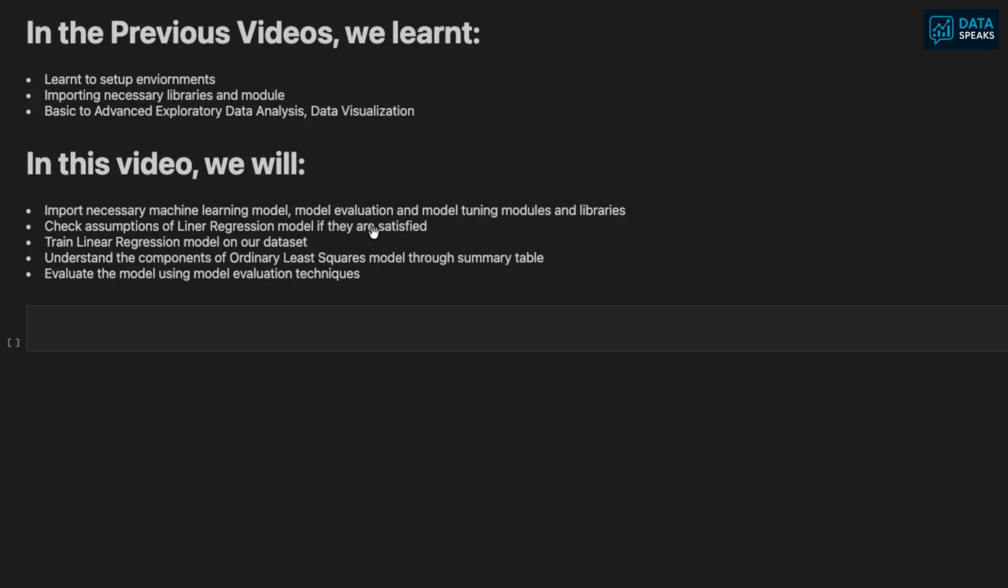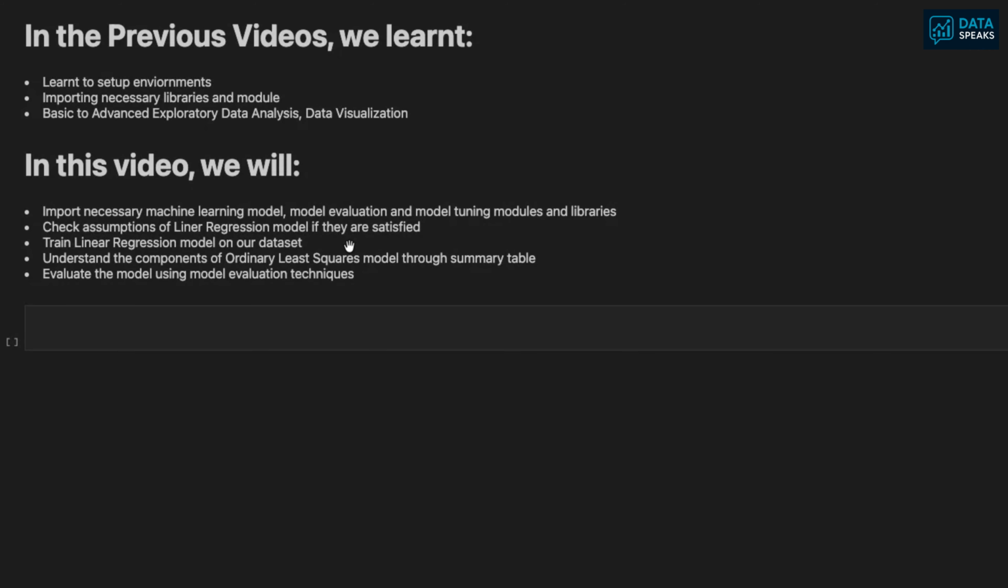In this video, we will advance to the next step, which is actually training the machine learning model and evaluating its performance. That includes importing all necessary libraries for training, model evaluation, and model parameter tuning to make it better and more accurate. We will check all the assumptions of the linear regression model, whether they are satisfied or not, and then we will actually train the linear regression model on our training data set.